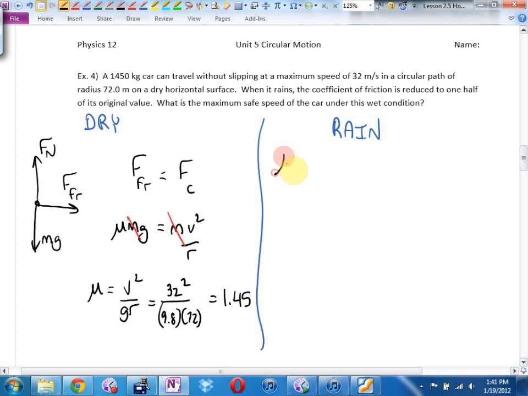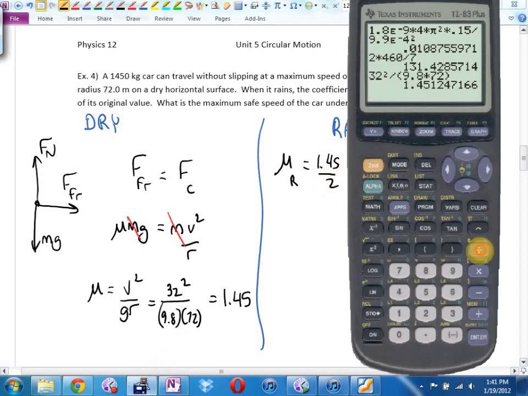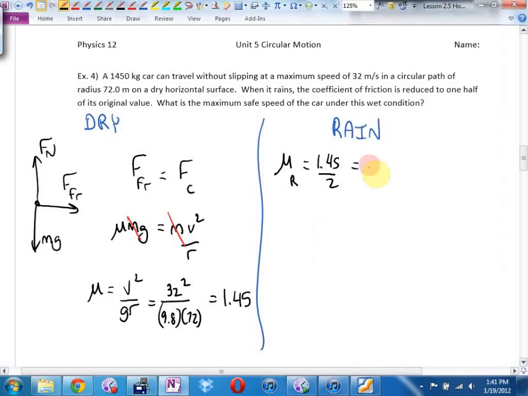I get a 0.72. Oh, you know what? I'll carry it to 4 sig figs. 0.7256. Because that's not my final answer, so why round off here? What do they want me to find when it's raining, though? Sorry? V. Okay, it's going to be the same equation.